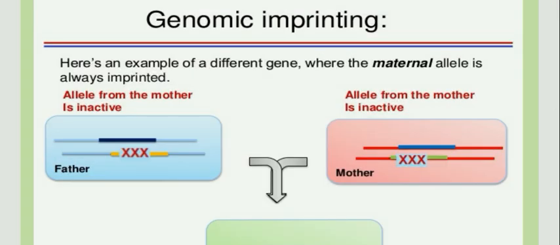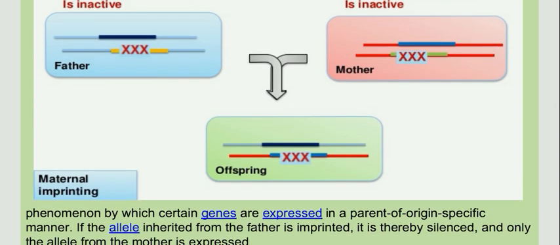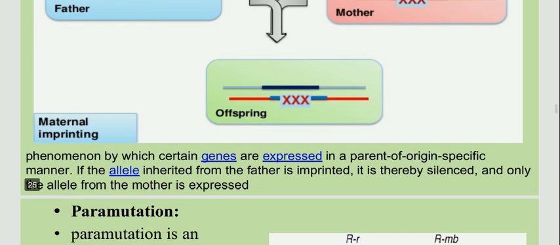Genomic imprinting, here is an example of different genes where the maternal allele is always imprinted. The allele from the mother is inactive. Maternal imprinting. The phenomenon by which certain genes are expressed in a parent-of-origin specific manner. If the allele inherited from the father is imprinted, it is thereby silenced and only the allele from the mother is expressed.